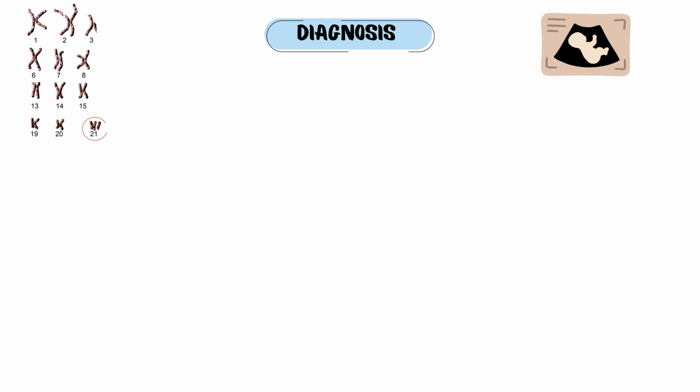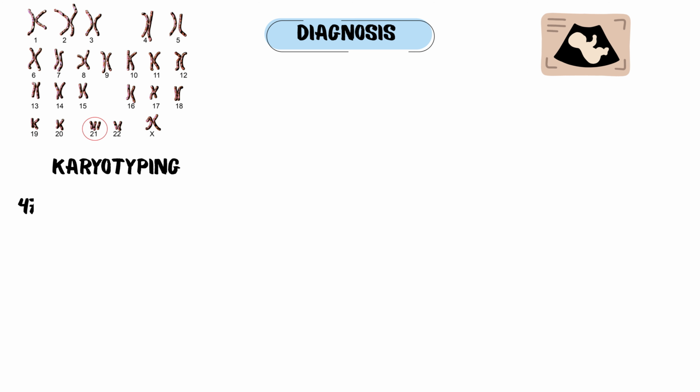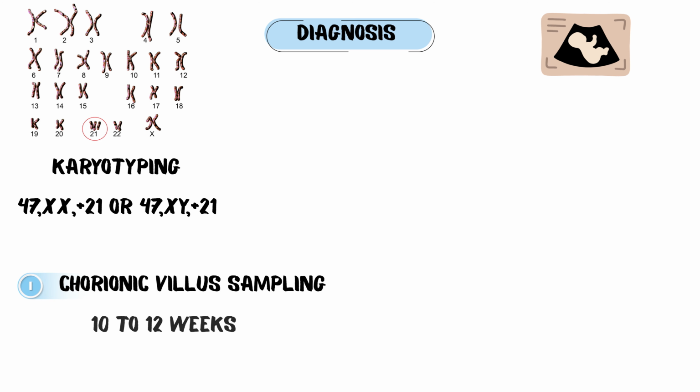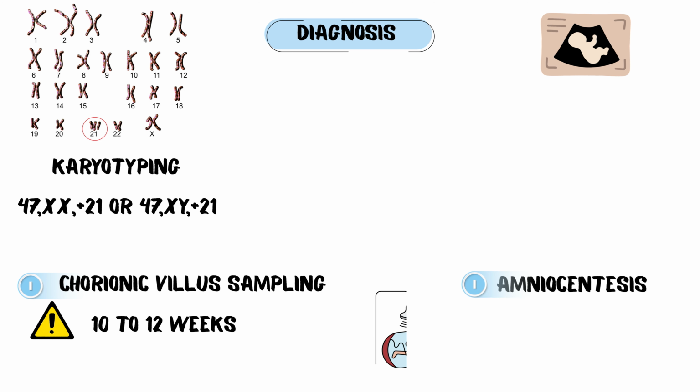Diagnosis at birth is usually clinical, but laboratory confirmation is genetic testing. A karyotype establishes trisomy 21, translocation, or mosaicism. Prenatal diagnosis is also done. Chorionic villus sampling is done at about 10 to 12 weeks and allows early diagnosis but has higher fetal risk. Amniocentesis is done at 15 weeks or later with lower risk. Both are especially discussed in mothers older than 35 or with abnormal screening tests.